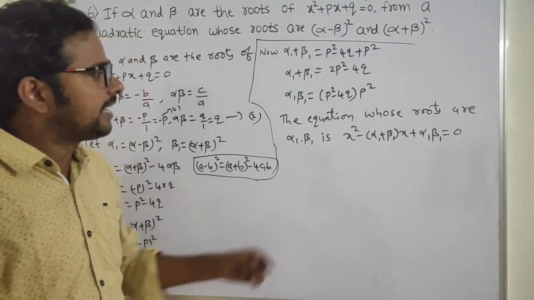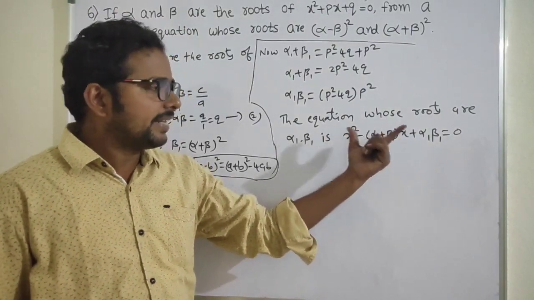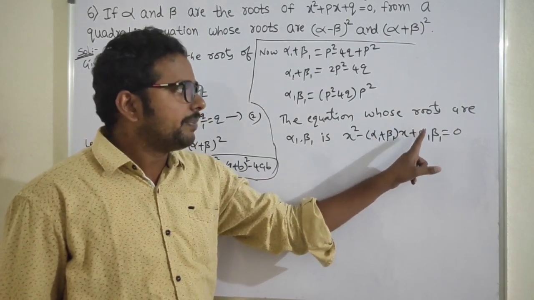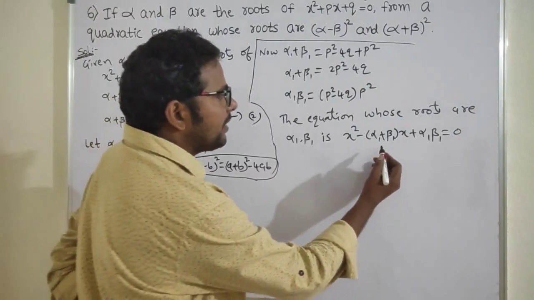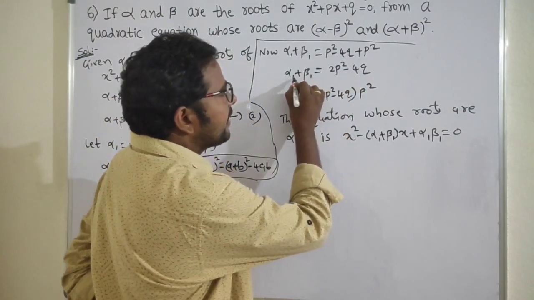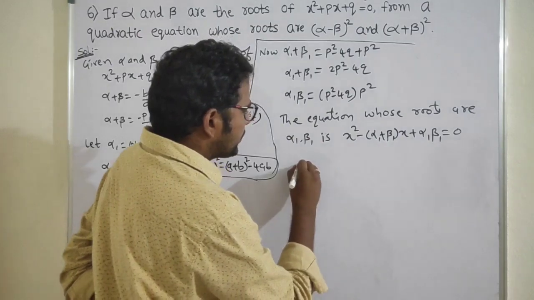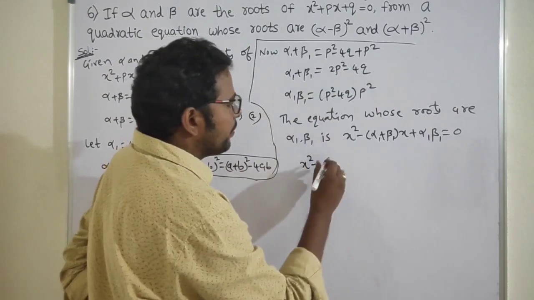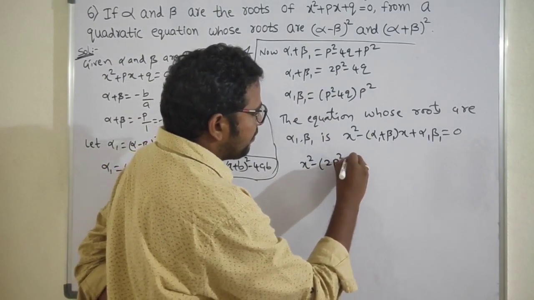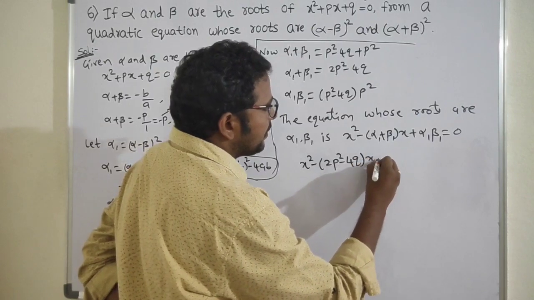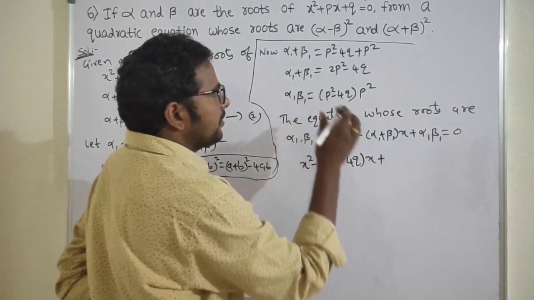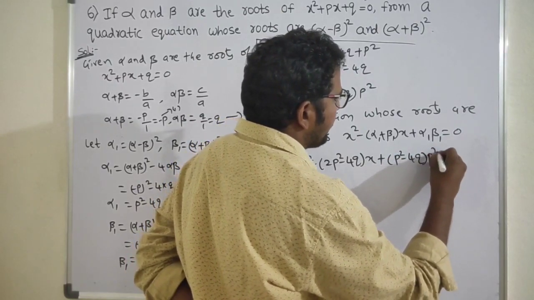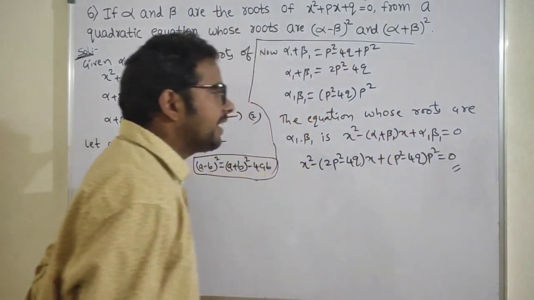The equation whose roots are alpha 1, beta 1 is x square minus (alpha 1 plus beta 1) into x plus alpha 1 beta 1 equals 0. Substitute all values, the alpha 1 plus beta 1 value and the alpha 1 beta 1 value. So x square minus, what is alpha 1 plus beta 1? 2p square minus 4q, into x plus alpha 1 beta 1, p square minus 4q into p square equals 0. This is the required equation.